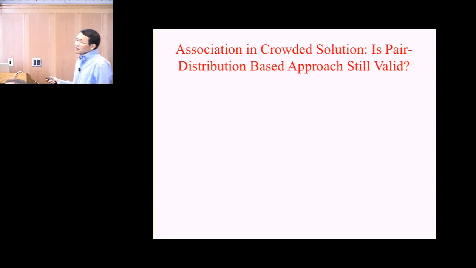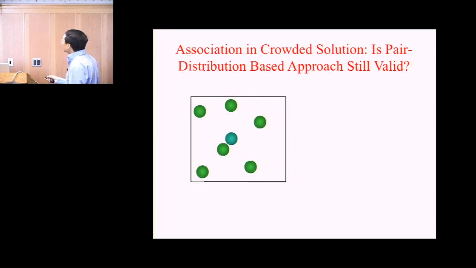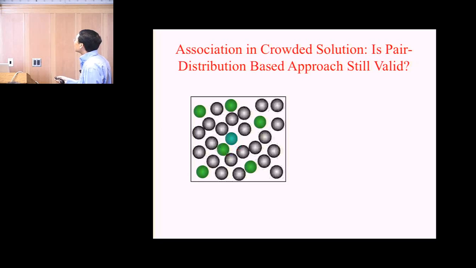Now, potentially, this is a very complex problem, and we wanted to see whether we can still use simple theories to model such a process. In the case of association in dilute solution, because both species are present at low concentration, we can use a pair-based approach to model the association process. When we have high concentrations of crowders, this becomes a complex many-body problem. So the question is, can we still use a pair-based approach to model this process?